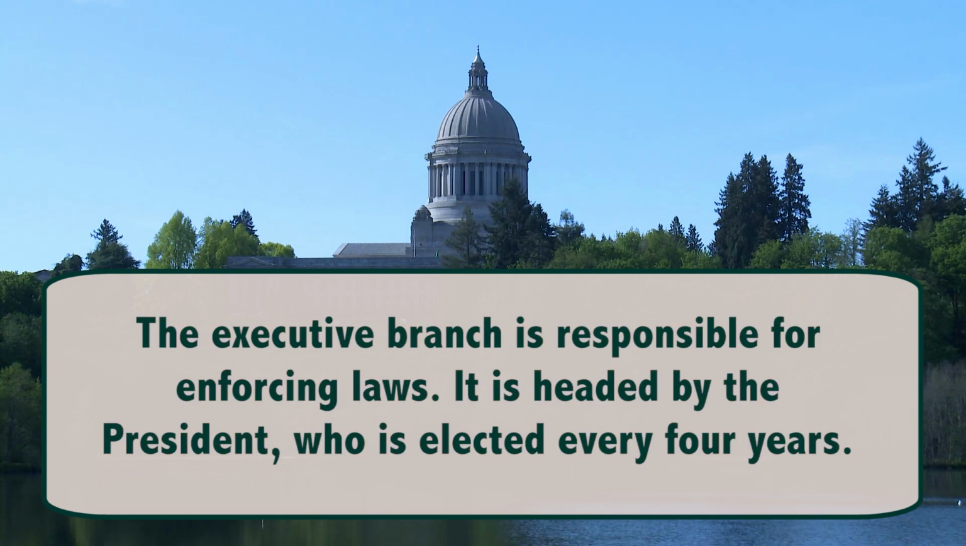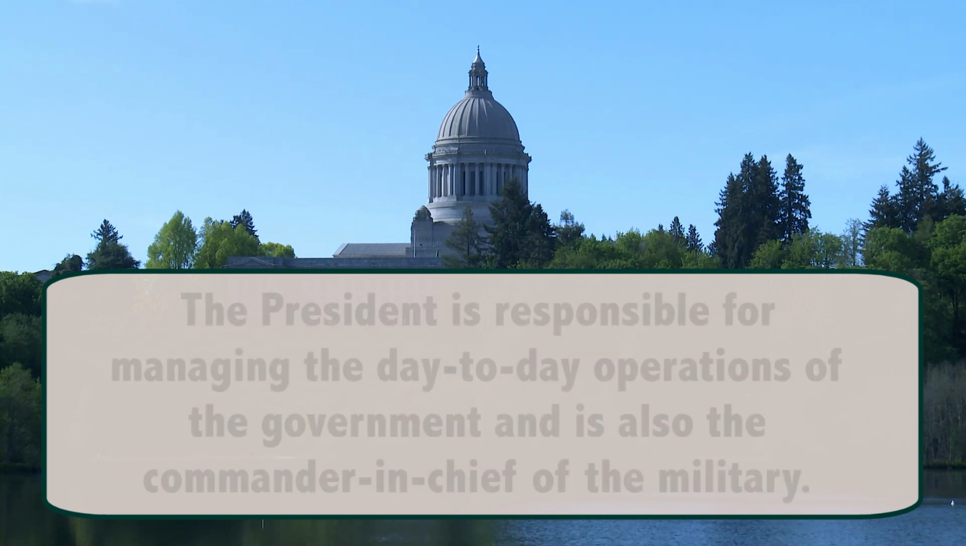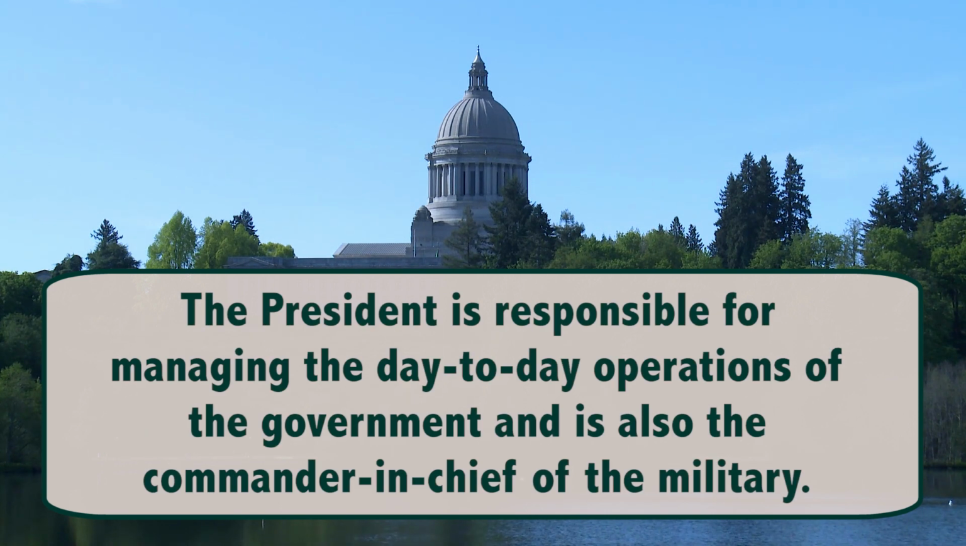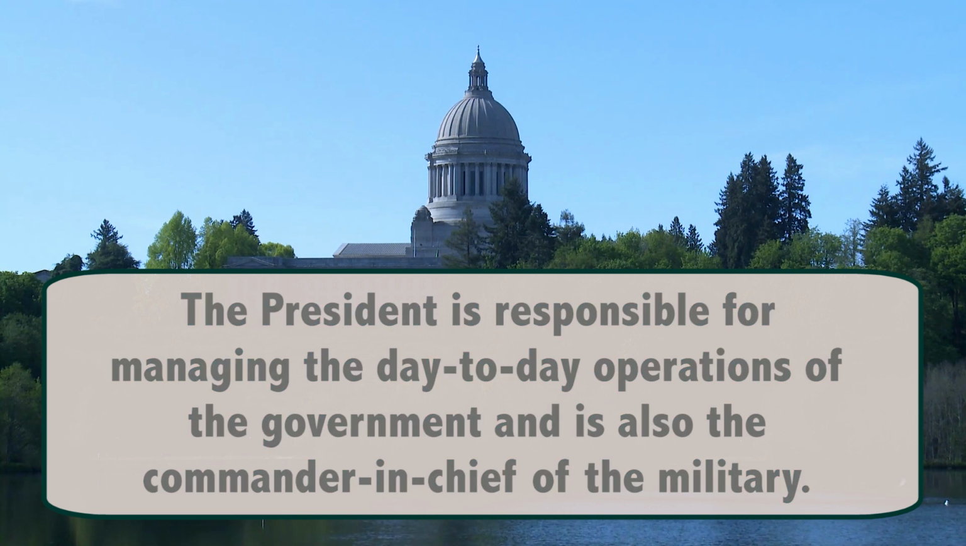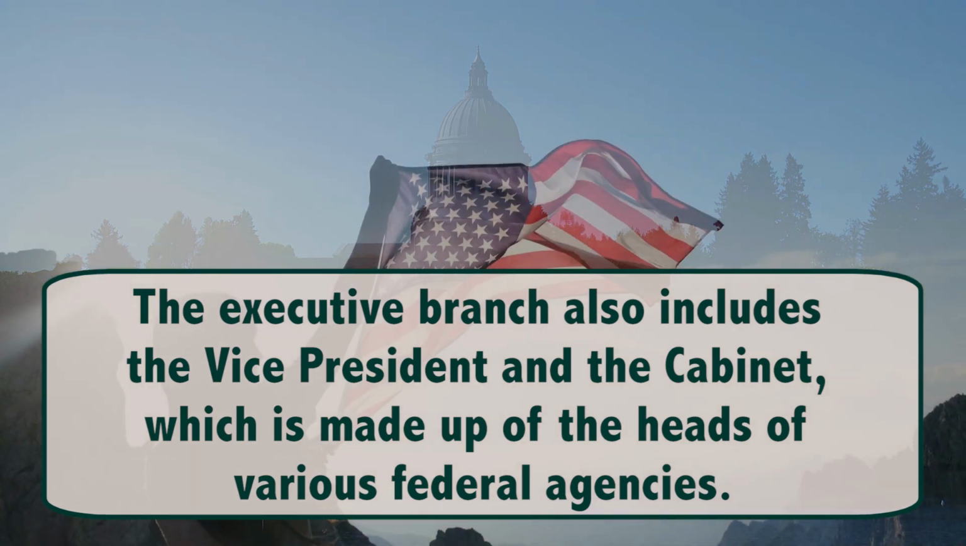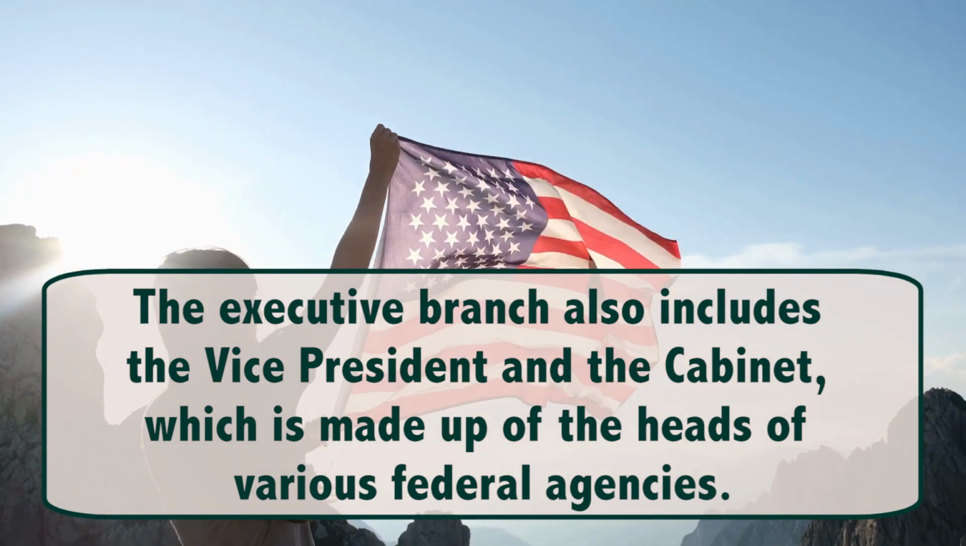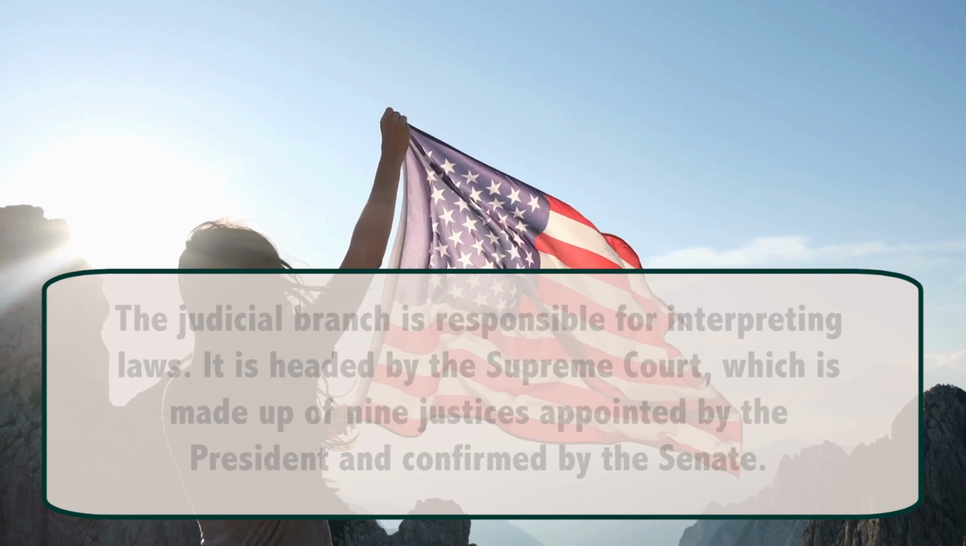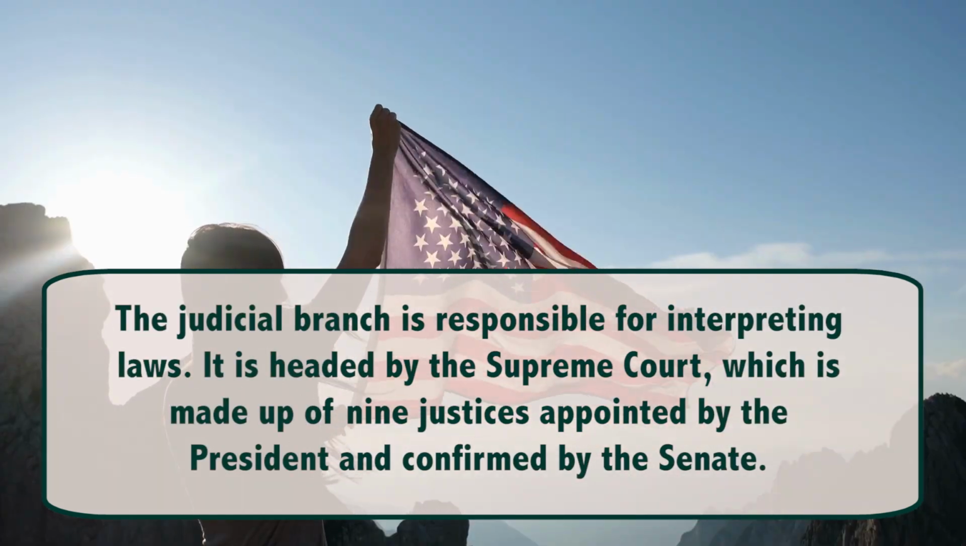The executive branch is responsible for enforcing laws. It is headed by the President, who is elected every 4 years. The President is responsible for managing the day-to-day operations of the government and is also the Commander-in-Chief of the military. The executive branch also includes the Vice President and the Cabinet, which is made up of the heads of various federal agencies. The judicial branch is responsible for interpreting laws.